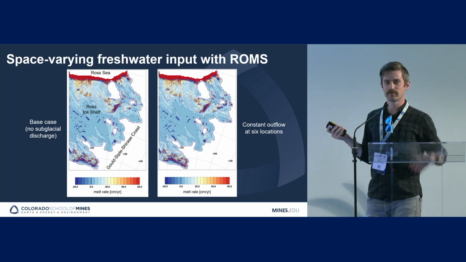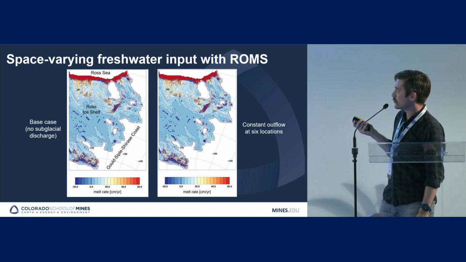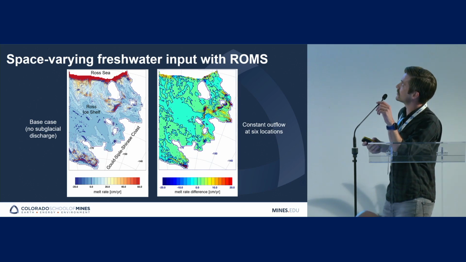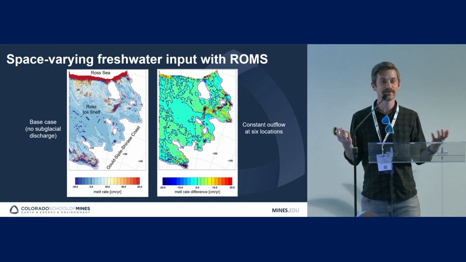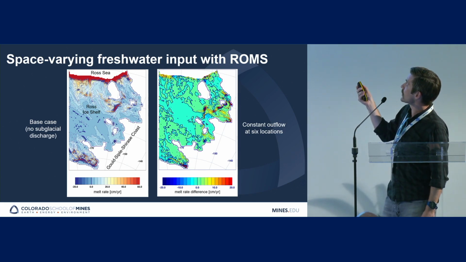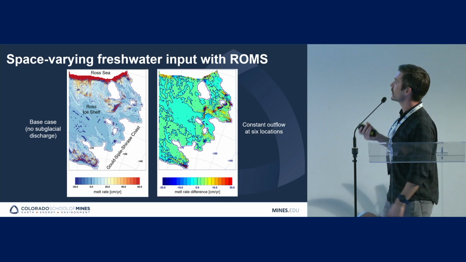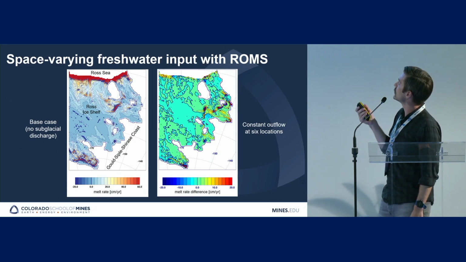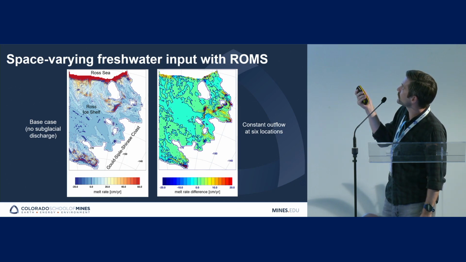The people in the back are probably like, well, those look pretty much the same. And so we look at a melt rate difference, so an anomaly map basically. And you can see over most of the ice shelf, it does look the same, except we do get these hot spots of melt right at the grounding line, which you would, of course, expect as you put that freshwater buoyancy into the cavity. But you also get far field impacts, too.